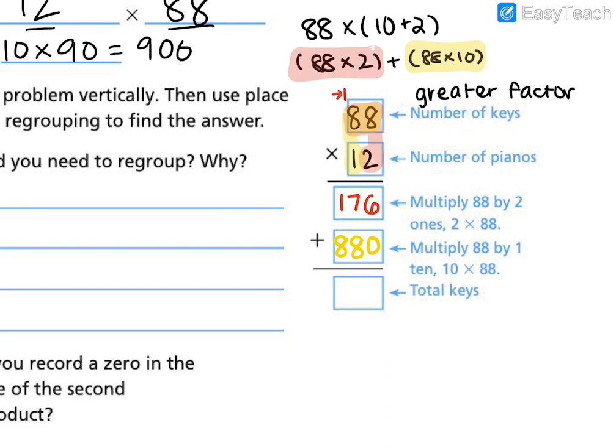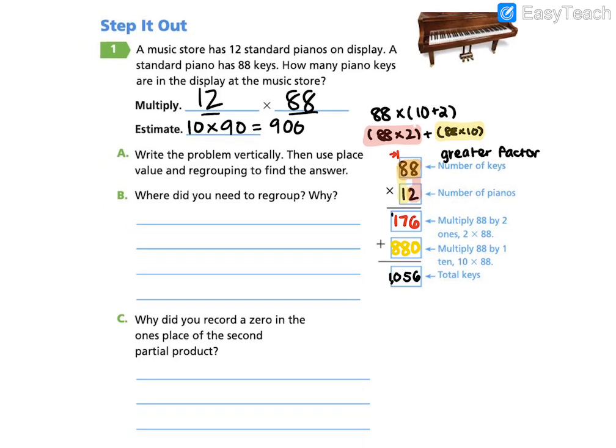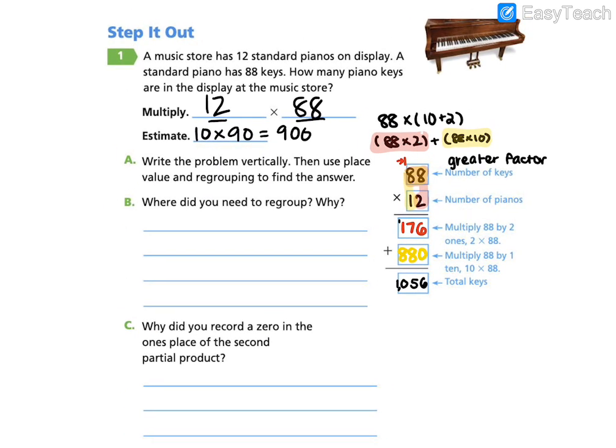Then we're going to go ahead and add these numbers together. All right, so there's our answer of 1,056. Now we can go ahead and answer question B.